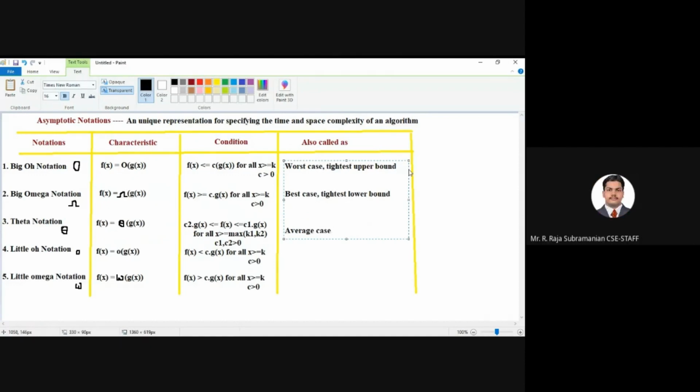There is no other tightest or loose one for theta. There is little o. Little o is actually worst case, but it is a loose upper bound. And little omega is a loosely lower bound. So average case, loose upper bound, and loose lower bound. It's fine. Now we have the thing for everything.